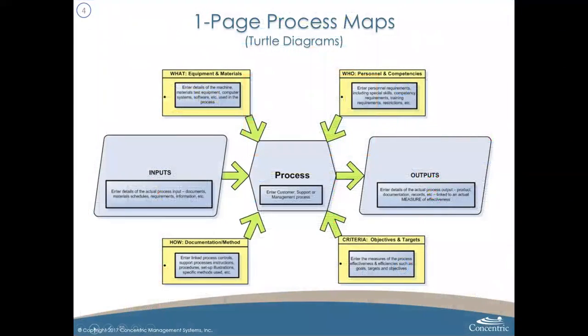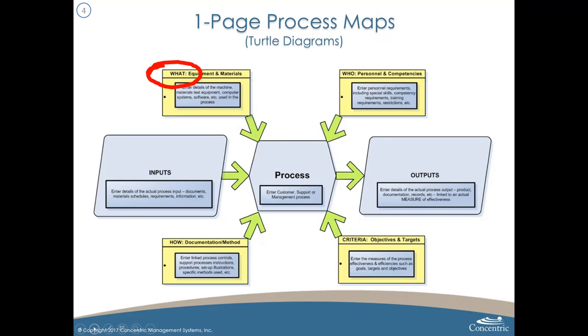But it's pretty simple. A turtle diagram is nothing more than a one-page process map at a very high level, so that the process owners you've identified in tool number 2 have a really basic 50,000-foot view, or 5,000-foot view, I guess you could say, of the process they're supposed to be managing. So it's very simple: inputs, your processes, and your outputs. That's the main lane, the key inputs and key outputs of the process you're managing.